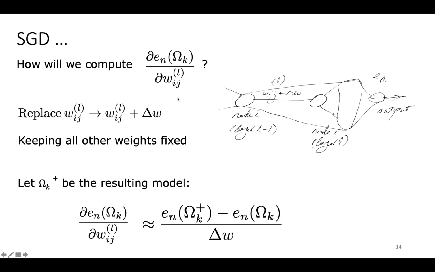So what would that be? It's as if, for computing the partial En of omega k divided by partial w's, right? It's as if you're subtracting the previously found weights from the new weights, divided by delta w, right? Does that make sense here? Can anyone explain why?